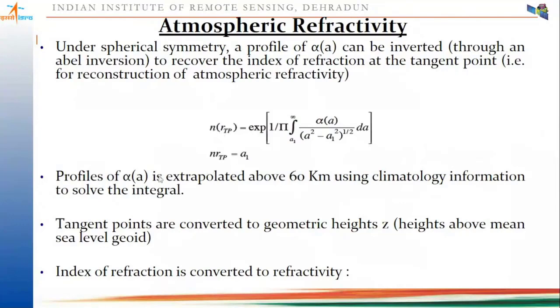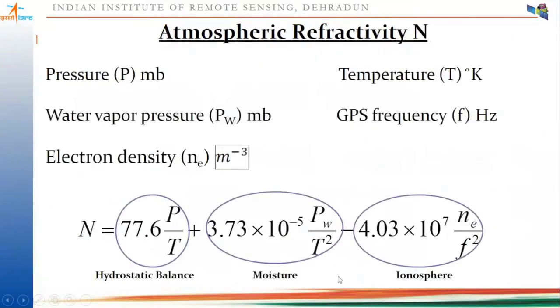And from this N, the index of refraction, it can be converted into the refractivity. We can find out the refractivity. So the index of refraction is N, and the refractivity is the capital N, a very small relation. And this N is the atmospheric refractivity.